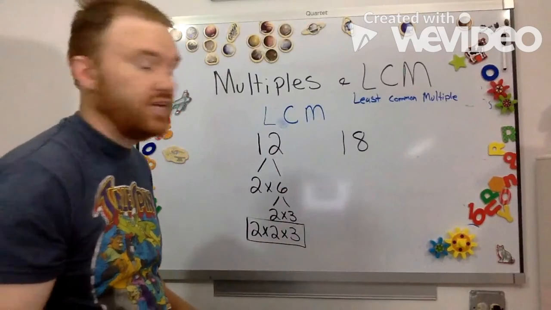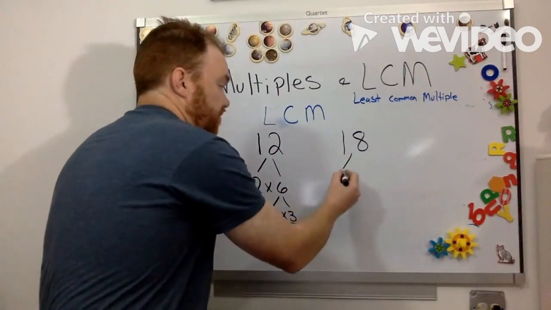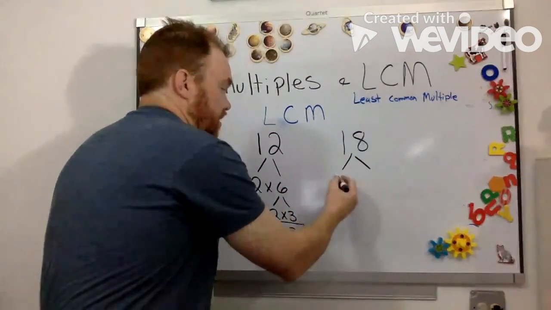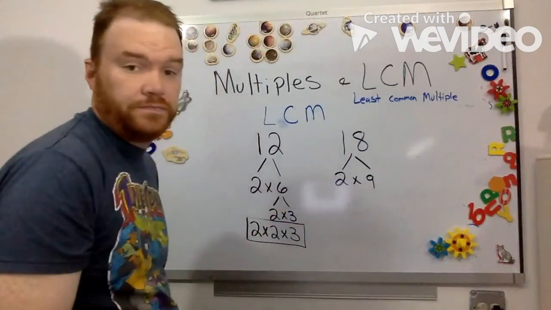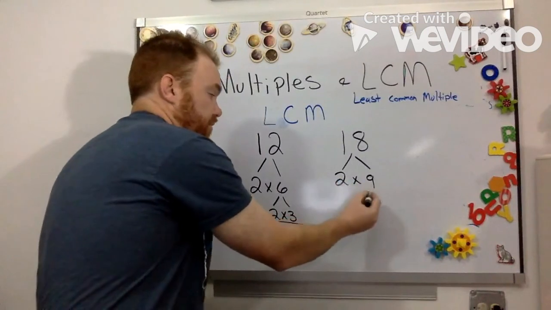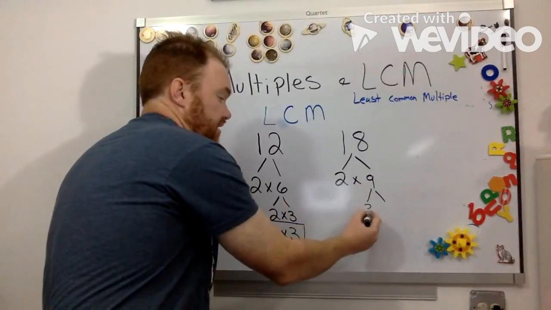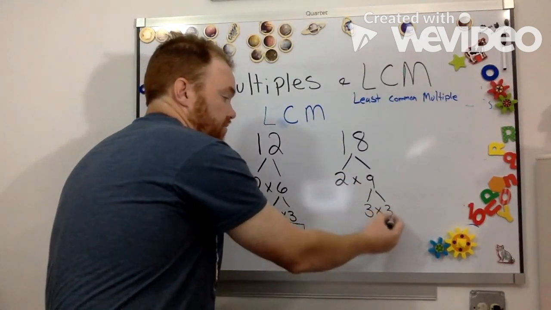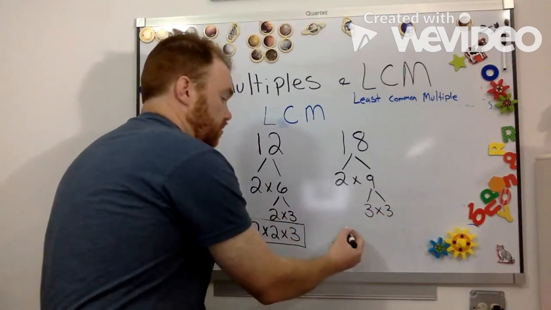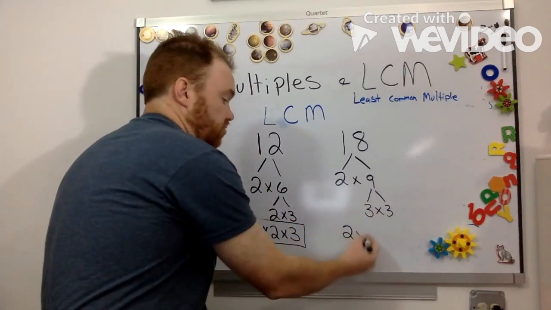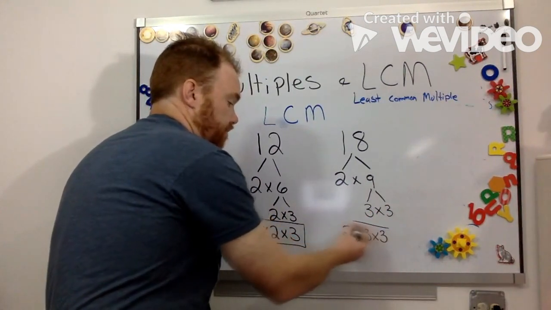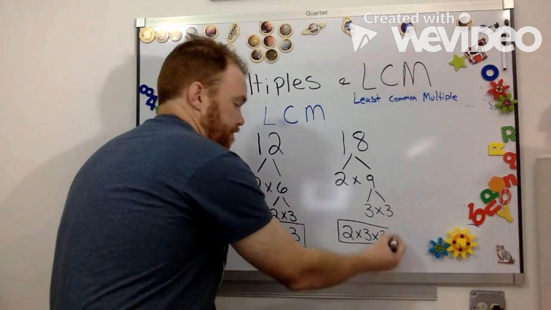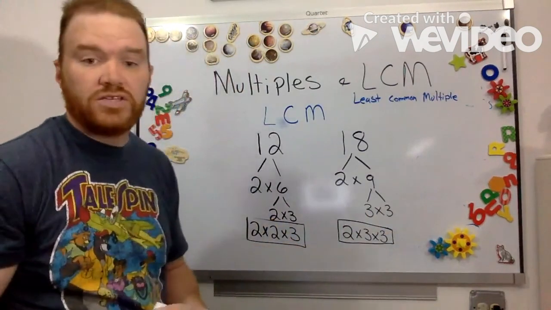Now, prime factorization of 18. Okay, for 18, I'm going to go 2 times 9. And 2 is a prime number, so I can stop there. 9 is not, so I'm going to go 3 times 3. Both of those are prime. So my prime factorization is 2 times 3 times 3. Okay, so now I have that.